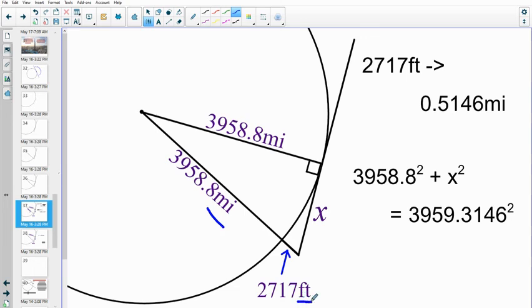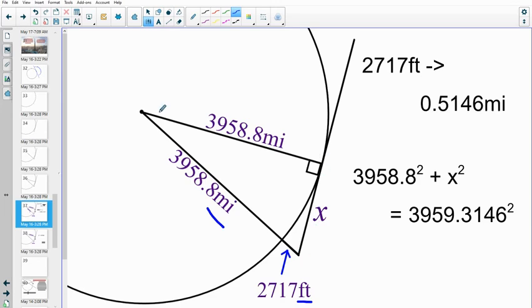So I could have done this in feet or miles. I chose to do this in miles because this would be an incredibly large number of feet. So I switched over that 2,717 feet. I divided by 5,280 feet in a mile to get that that's a little bit more than half of a mile, 0.5146 miles. So I tacked that on to the radius of the Earth, and that is now the length of my hypotenuse.